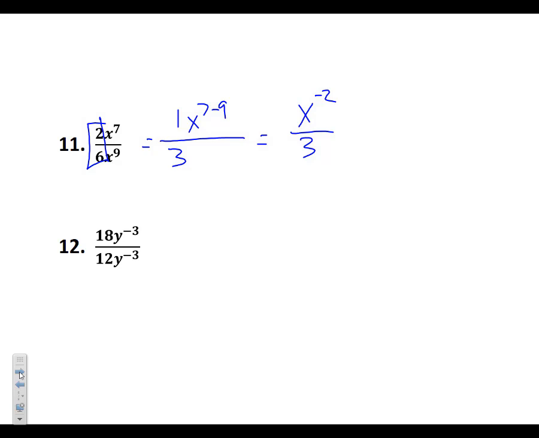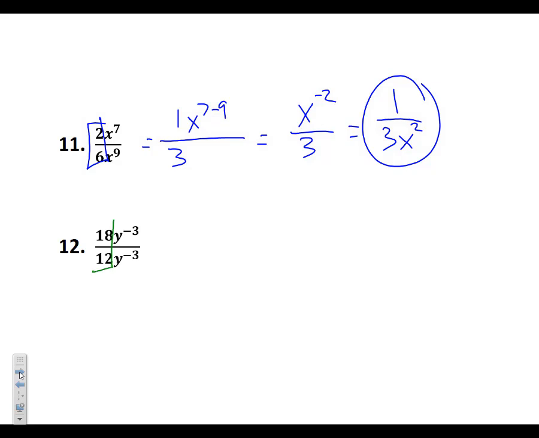Well, I can't have a negative exponent. I got to remember I got to keep going. So then I got to put that 1 back up there because that x squared has to move to the bottom and it has to be made positive. So I end up with 1 over 3x squared.